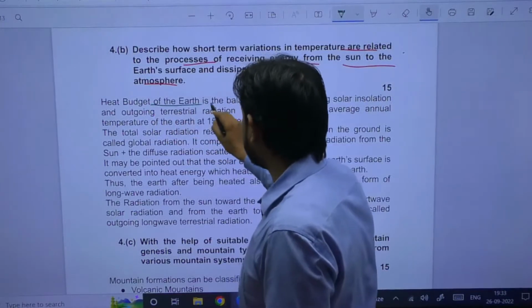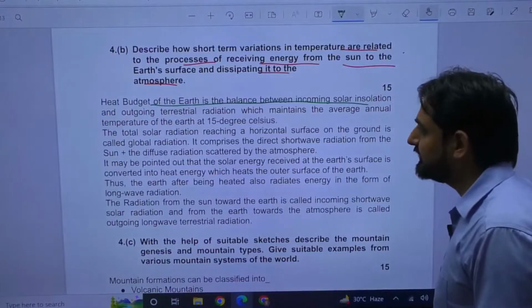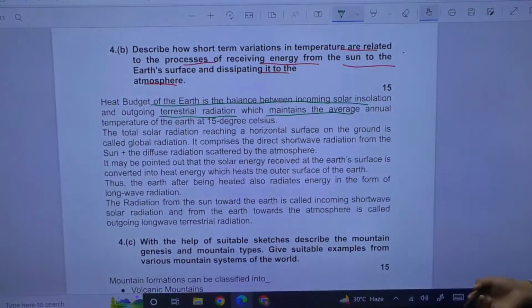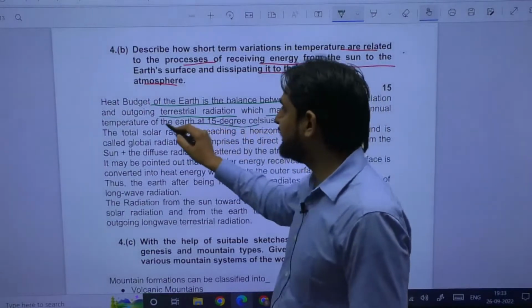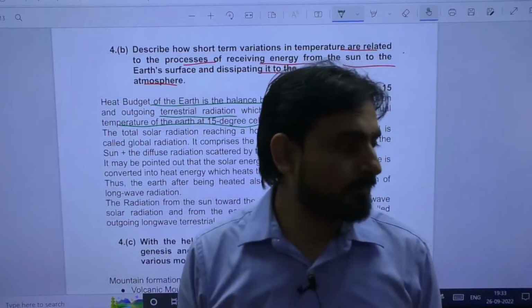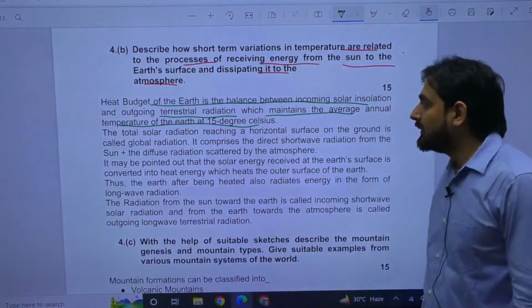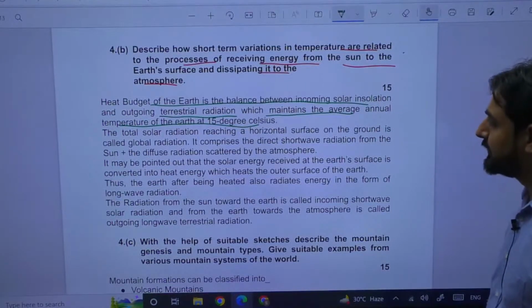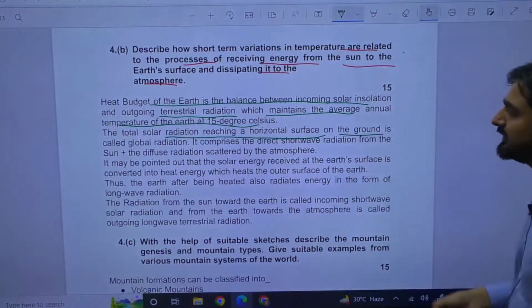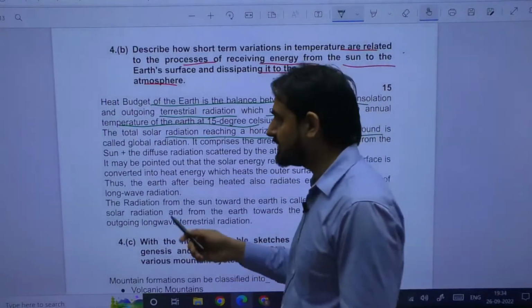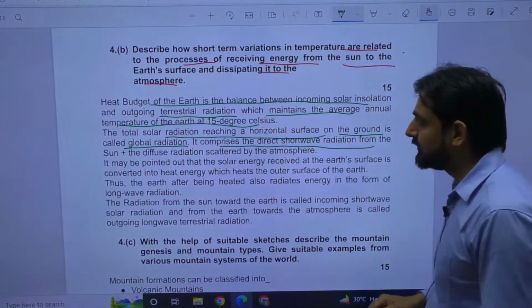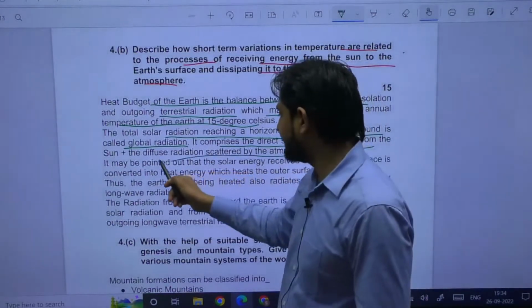Here you can mention that the heat budget of the Earth is the balance between incoming solar radiation and the outgoing terrestrial radiation, which maintains the average annual temperature of Earth at 15 degrees Celsius. The total solar radiation reaching a horizontal surface on the ground is called global radiation. It comprises direct short wave radiation from the sun plus diffuse radiation scattered by the atmosphere.